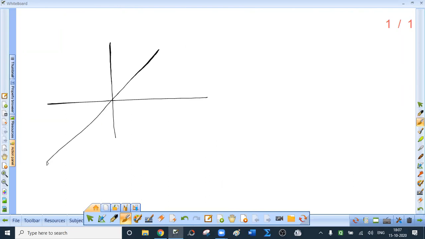See, this is the line which bisects the angle in the first and third quadrants. Its inclination is what? 45 degrees. So, slope is tan 45 degrees, which is nothing but 1.